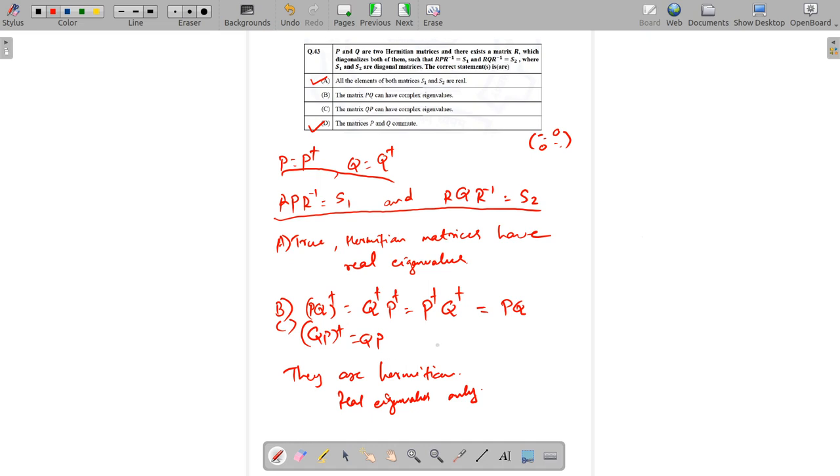That means PQ and QP, which are the products of two Hermitian matrices, are also Hermitian. That means any Hermitian matrix can have only real eigenvalues. So this is false. They cannot have complex eigenvalues. They can have only real eigenvalues.